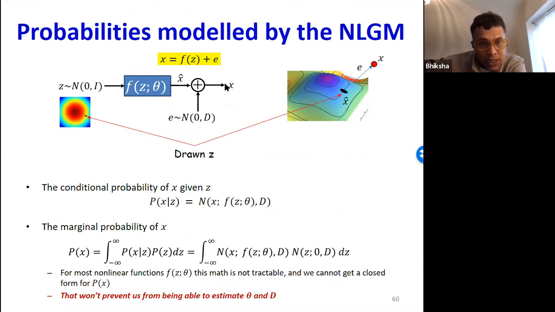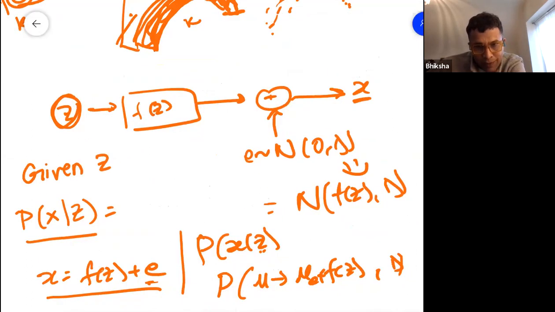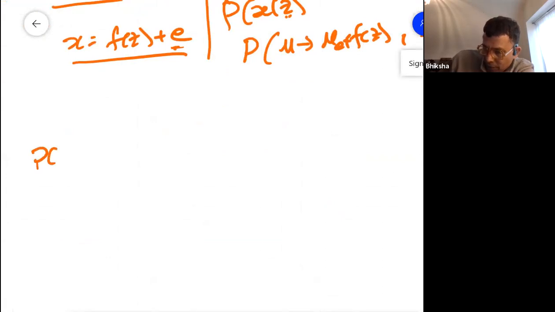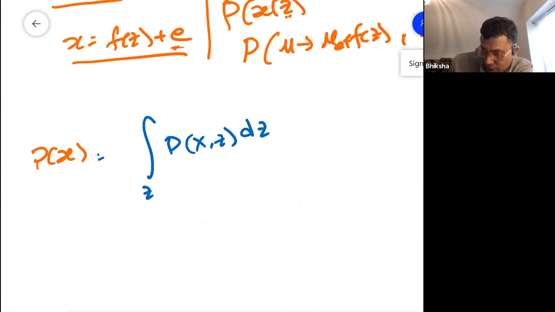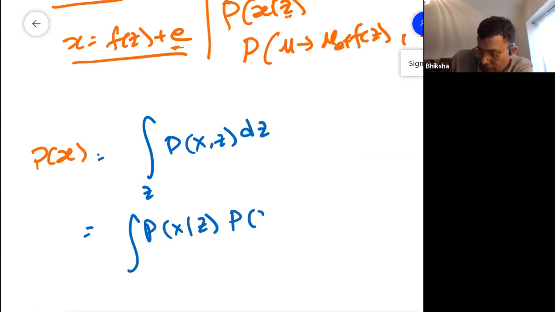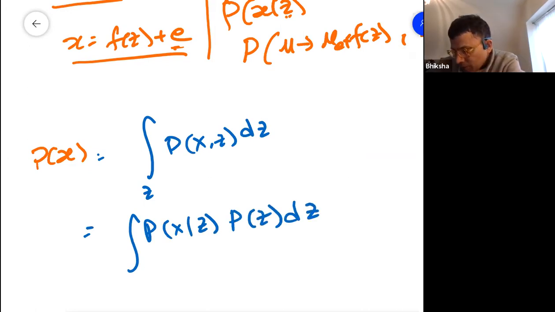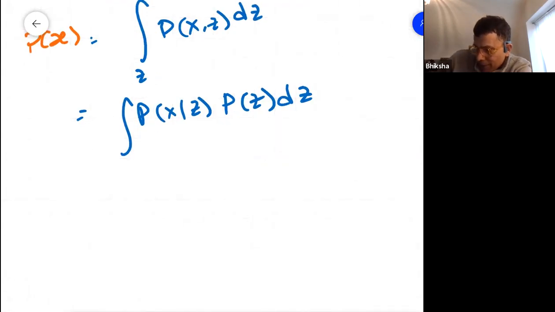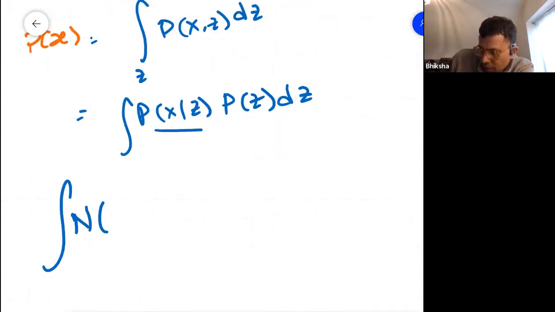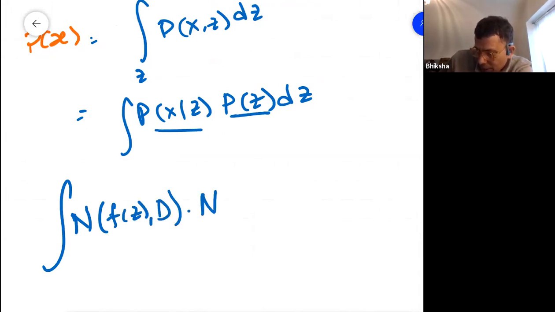So if I want the probability distribution of X, what I'm going to have to do is P of X equals the integral over Z of P of X comma Z dz. This is just your standard marginalization, which is the integral of P of X given Z, P of Z dz, right? This is Bayes rule. And this first term we just saw is a Gaussian with mean f of Z and variance D. The second term we saw is a Gaussian with zero mean and variance E, dz, right?